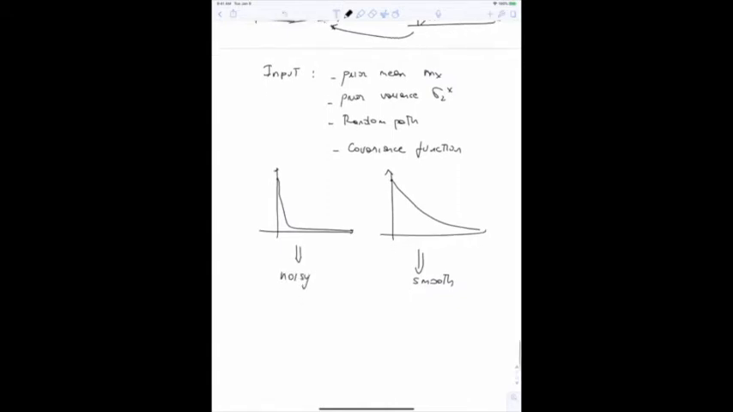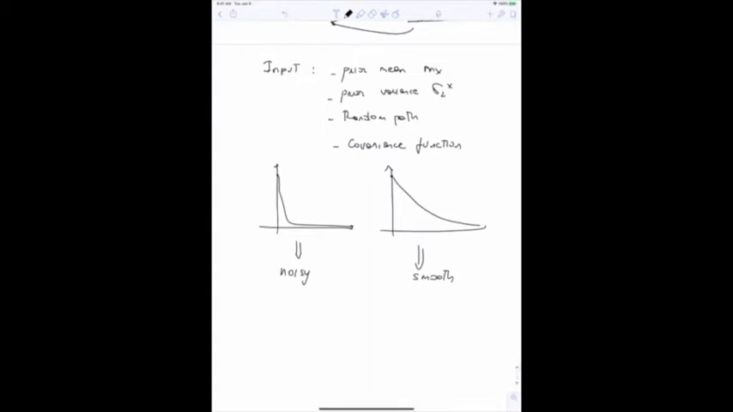I'm going to send you a PDF attached to this lecture where I show you some examples of the impact of the spatial correlation.